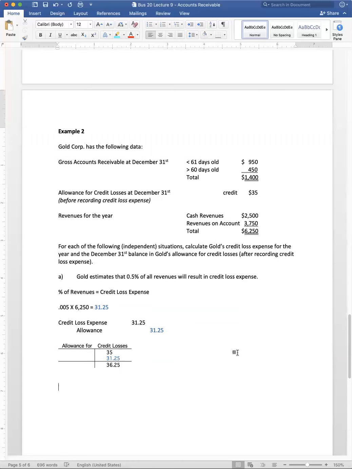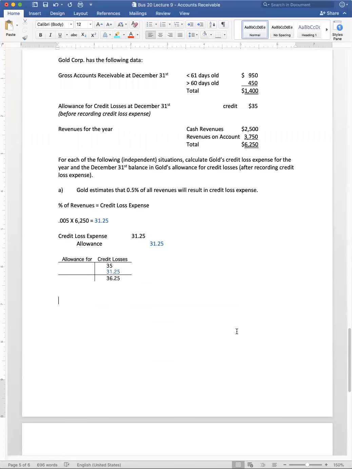All right, let's try that again, but this time we're going to use a new situation. So let's take a look at situation B. Gold estimates that 1% of all accounts receivable less than 61 days old and 7% of all accounts receivable more than 60 days old will eventually prove to be uncollectible. Okay, that's a lot more words. It sounds a lot more complicated, but we're going to approach this in the exact same way.